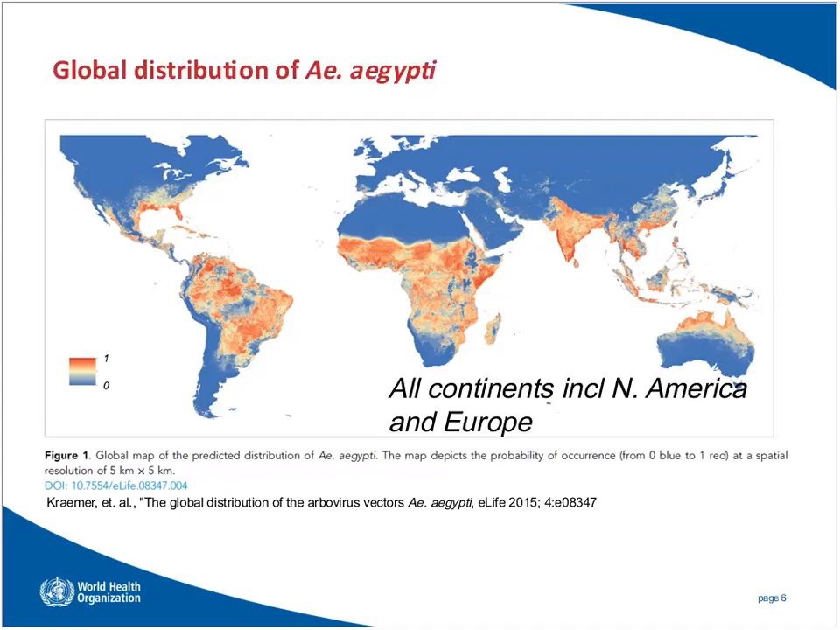I'd like to put here a map of the global distribution of Aedes aegypti. This map was developed by a research group predicting where Aedes aegypti is found. They use mathematical modeling to predict where Aedes aegypti may be proliferating. In dark red or orange, the probability of Aedes aegypti proliferating is 100%. And in blue are areas where it's 0% probability. So you can see that all continents, including North America and Europe, are detecting potential new habitats for Aedes aegypti. And as Zika is transmitted primarily through this vector, potentially Zika can spread throughout the globe, as we are seeing now.